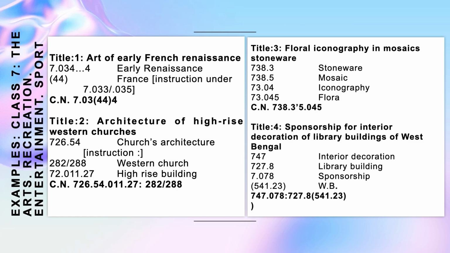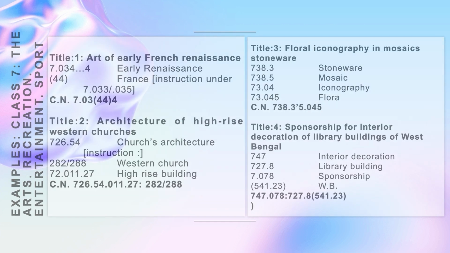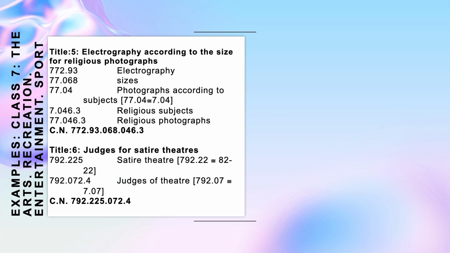So 747 interior decoration, 727.8 library building, sponsorship, that is special auxiliary under 0, and West Bengal number. So the final number will be 747.078:727.8 within parenthesis West Bengal number, that is 541.23. Then title 5, electrography according to the size for religious photograph.